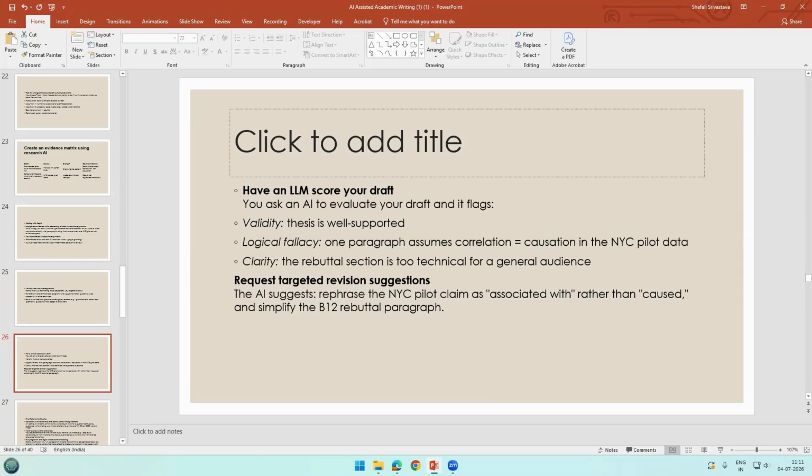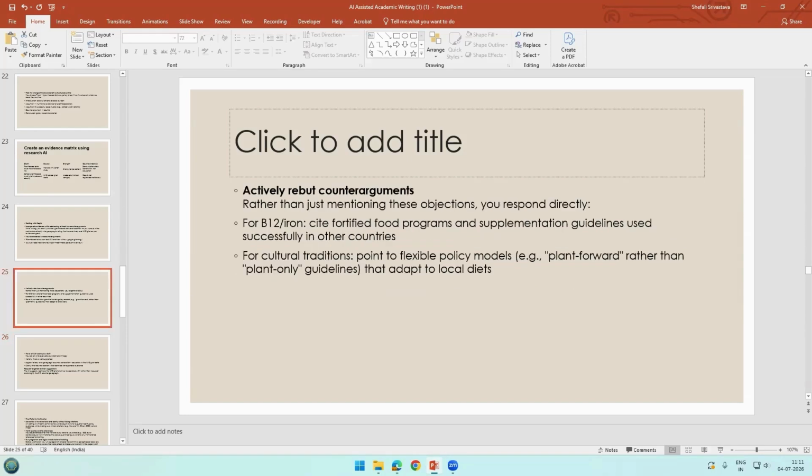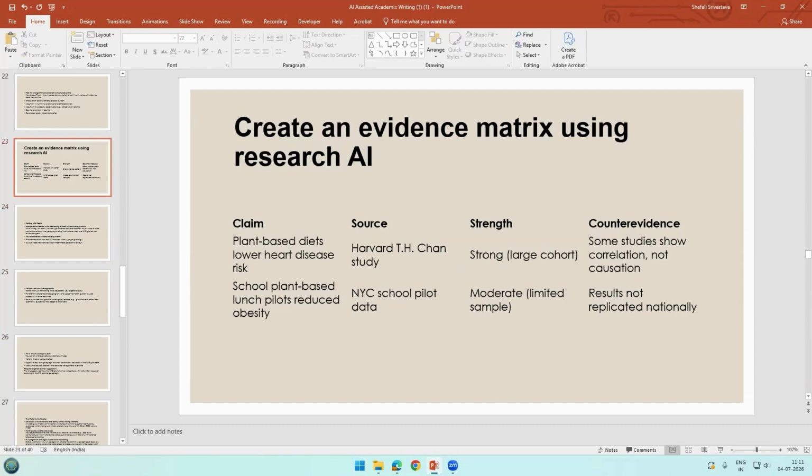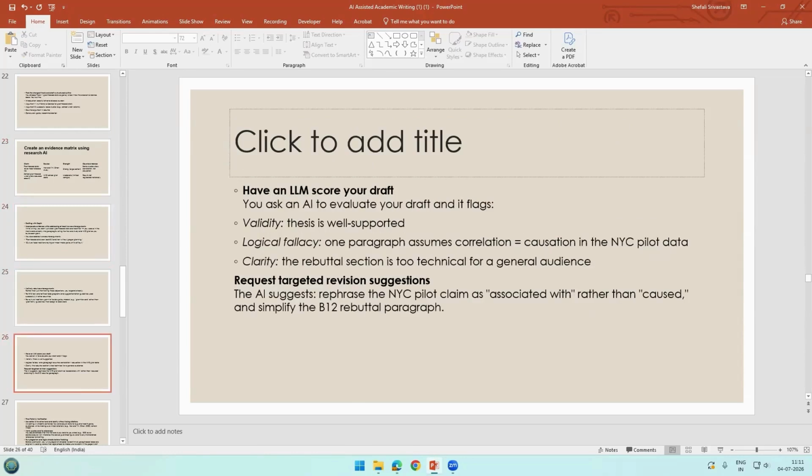So validity, meaning whether the thesis is well supported or not. Logical fallacy: one paragraph assumes correlation equals causation in the NYC pilot data. What does it mean? There is one NYC pilot data saying that school plant-based lunch pilots reduced obesity. If we are citing it, it is actually a correlation, and some scholars can say that this is a correlation, not a causation.